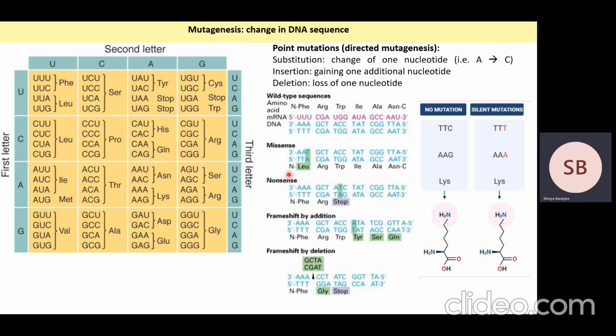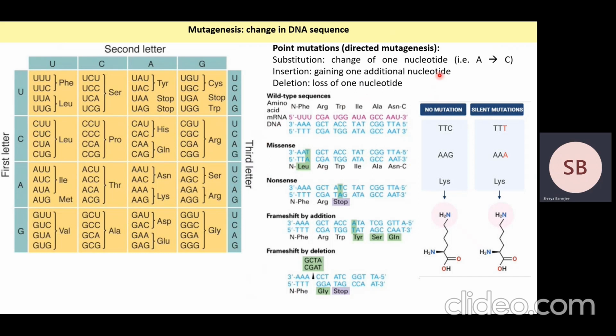Suppose you initially had AAT, which was coding for leucine. If instead of U you consider T over here, then AAT would code for leucine. But if it suddenly changes to another mutation where it does not code for any amino acid, that will be called a missense mutation.